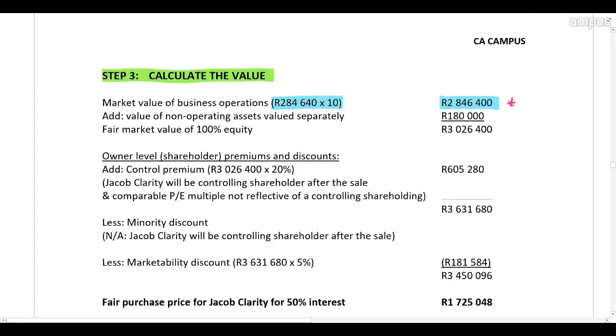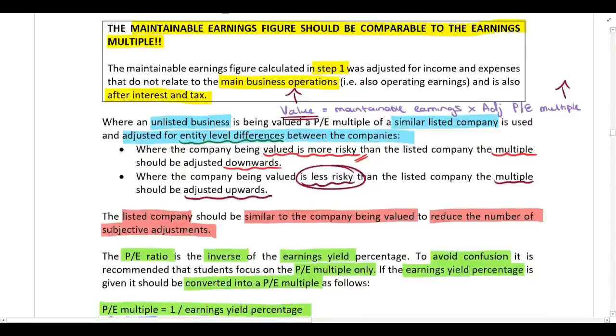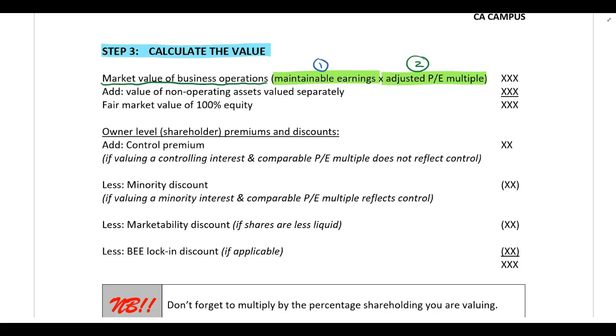However, please note, when we calculated our maintainable earnings, we excluded any income from non-operating assets because we said we were going to value those assets separately. So that's the next step to my calculation. Now I need to bring in the value of any non-operating assets which were excluded from my calculation of maintainable earnings. After I take that into account, I then have the fair market value of equity for this company.